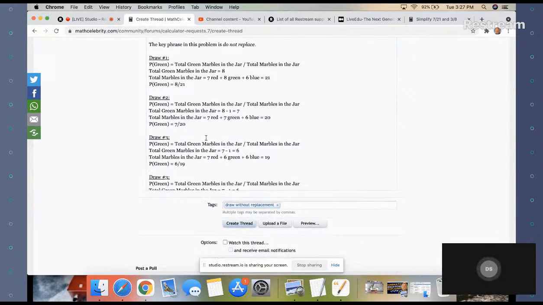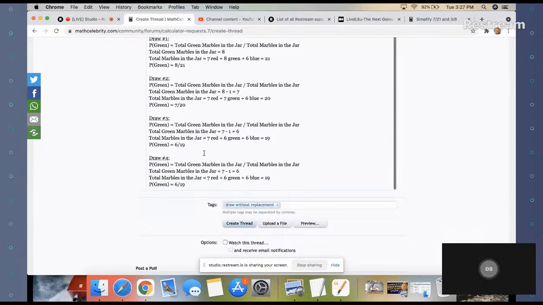And last but not least, draw number 4. So formula stays the same. We've got 6 minus 1 equals 5 greens left in the jar, which makes 18 total marbles in the jar at the time of draw 4. Therefore, our probability of drawing green on draw 4 without replacement is 5/18.